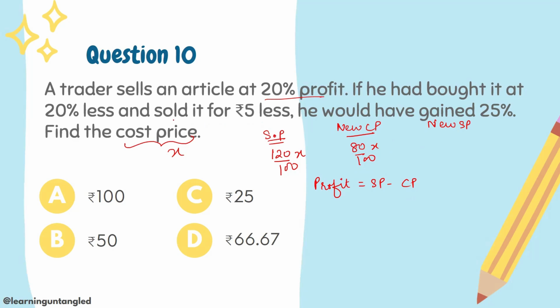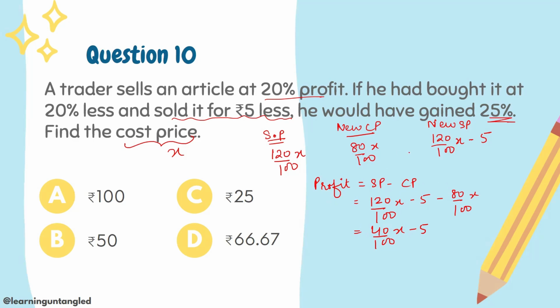So it's saying if we had sold it for 5 rupees less. So that means instead of the original selling price, we had sold it for 5 rupees less, minus 5. Now we would have gained 25%. So the profit is given. So profit would be 120 by 100x minus 5. This is the new selling price minus my new cost price, which is 80 by 100x. So let's simplify this. The x terms get subtracted. So I get 40 by 100x minus 5. So this is my profit.